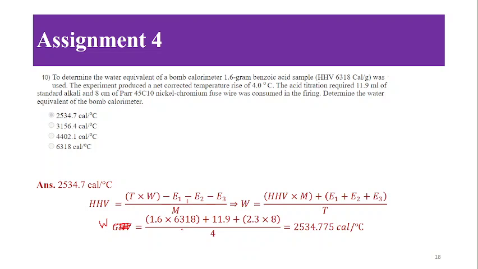So we get the water equivalent by plugging in these values. 1.6 is the mass, HHV is 6318. These are the different error terms. Here E2 is not used, so this will be E1 and this will be E3. Based on the material which is used, we find out the E3. And E2 is not there because we are not given the information about the sulfur content. Divided by the temperature rise, which is 4, we get the water equivalent as 2534.775 calorie per degree Celsius, which is the first option here.